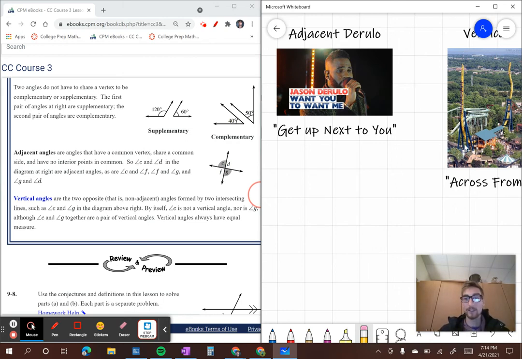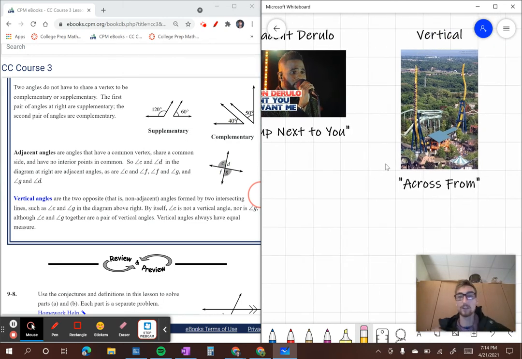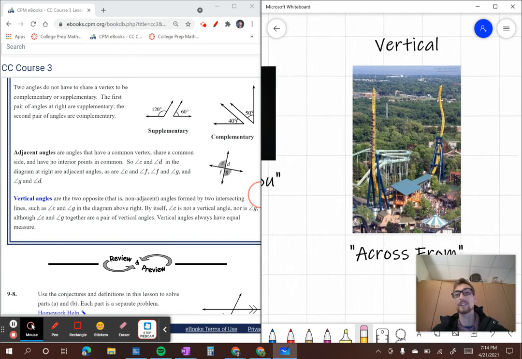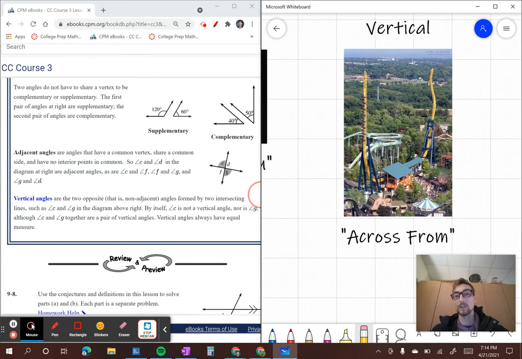And then we have vertical angles, and those are angles that are across from each other. I don't know how many of you have been to Six Flags, but if you look over here on the right side of my screen, this is a ride called Vertical Velocity. And basically what it is these 2 giant pillars sticking up in the air. And you go up one side and then come flying back up the other side. And so these 2 big giant sticks in the air are across from each other. And so that's how I remember that vertical angles are across from each other.